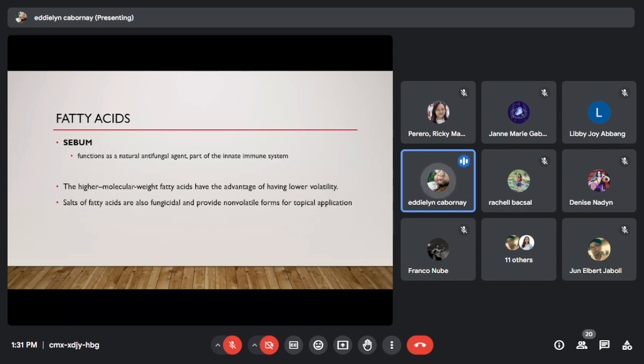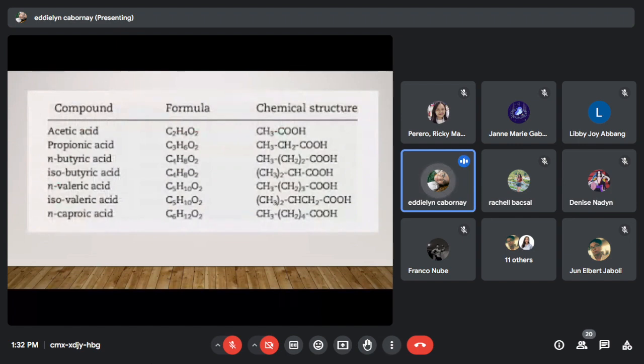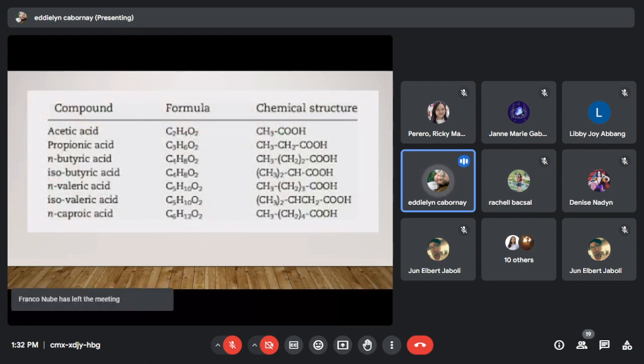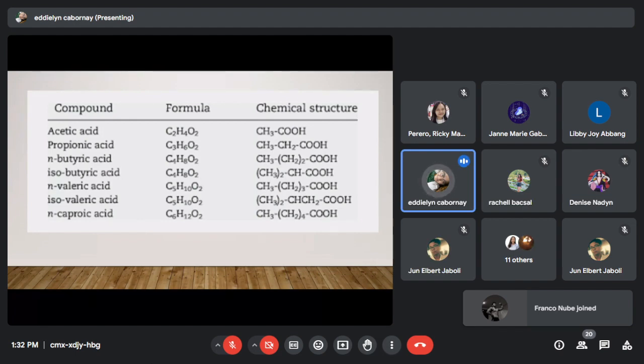The higher molecular weight fatty acids have the advantage of having lower volatility. Again, the higher the molecular weight of the fatty acid, the much lower the volatility. Salts of fatty acids are also fungicidal and provide non-volatile forms for topical application. There are different types of fatty acids. These are the common ones, which I think were discussed in your biochem subject: acetic acid, propionic acid, butyric acid, isobutyric acid, valeric acid, isovaleric acid, and caproic acid.